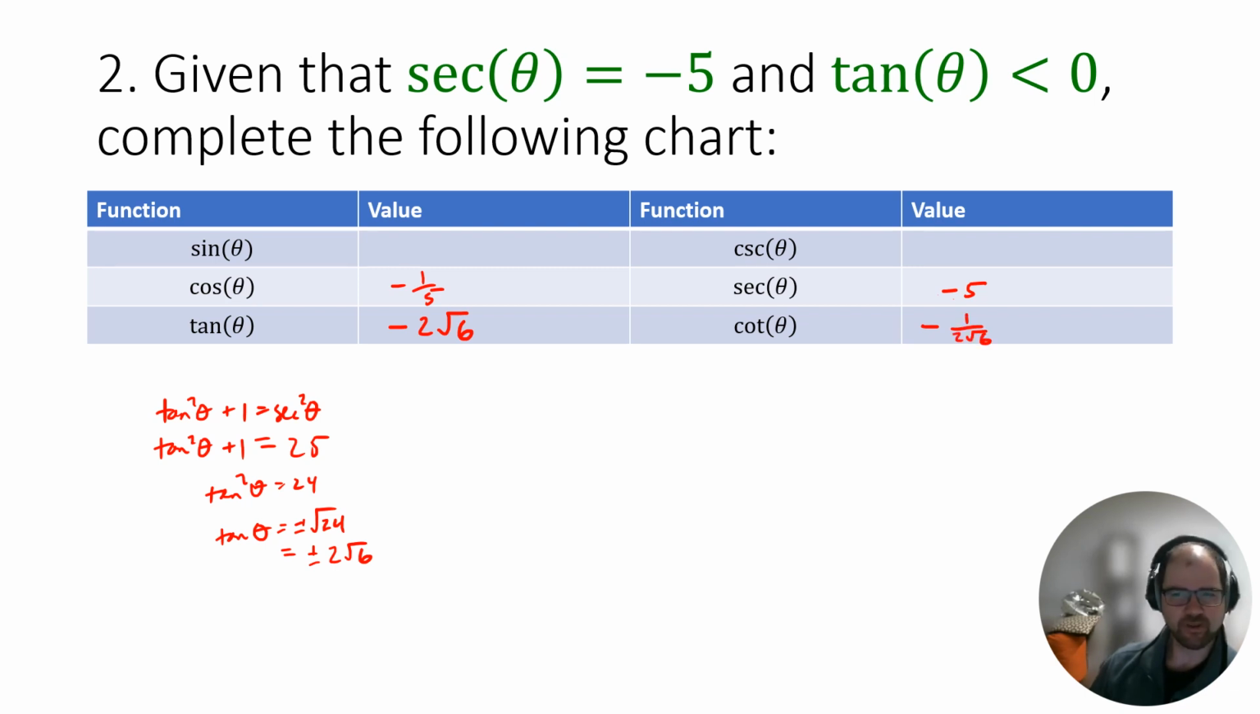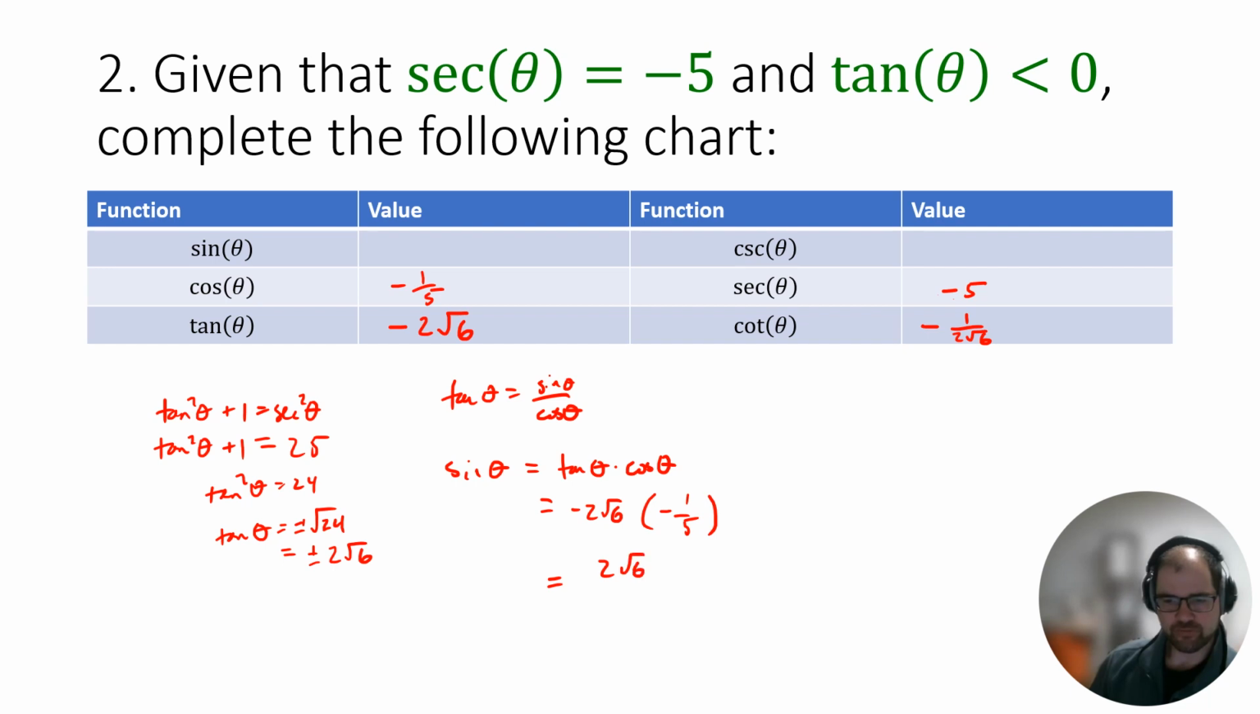Okay, now as far as sine and cosecant, we could use a Pythagorean identity, or we could simply say tan theta is sine theta over cos theta. In other words, multiplying both sides by cosine gives us sine theta is tan theta times cos theta. We know tan theta is minus 2 root 6. We know that cos theta is minus 1 over 5. This gives us sine of theta is 2 root 6 over 5. So 2 root 6 over 5. Cosecant is 1 over that, so I just reciprocate it for 5 over 2 root 6.